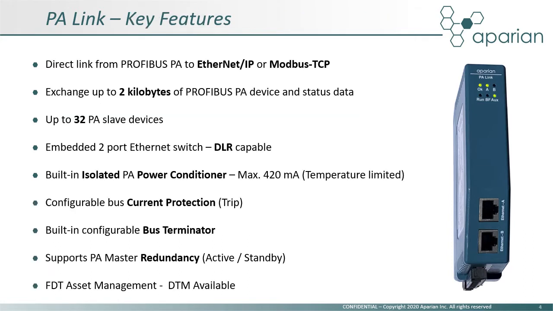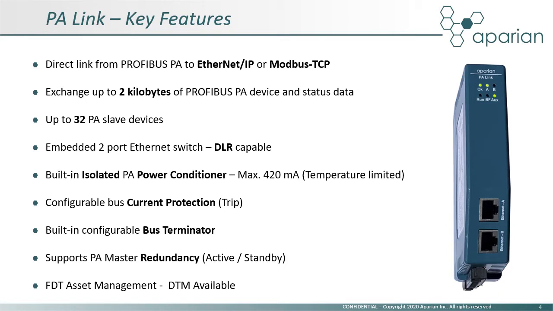Now let's look at some of the PA-Link's key features. As mentioned in the previous slide, the module provides a direct link between PROFIBUS PA and either EtherNetIP or Modbus TCP. It has the ability to exchange up to a total of 2 kilobytes of PROFIBUS PA data and status information from up to 32 PA devices. The embedded switch provides 2 Ethernet ports which can be configured for a device level ring, providing Ethernet media redundancy. The onboard isolated power conditioner can source up to 420 mA.